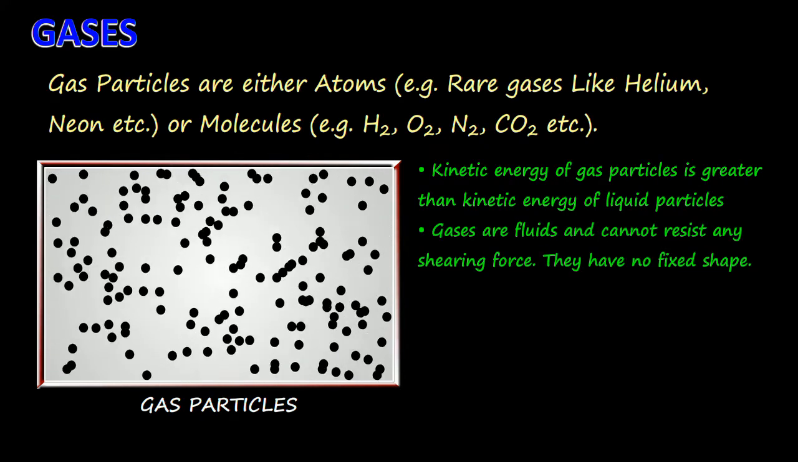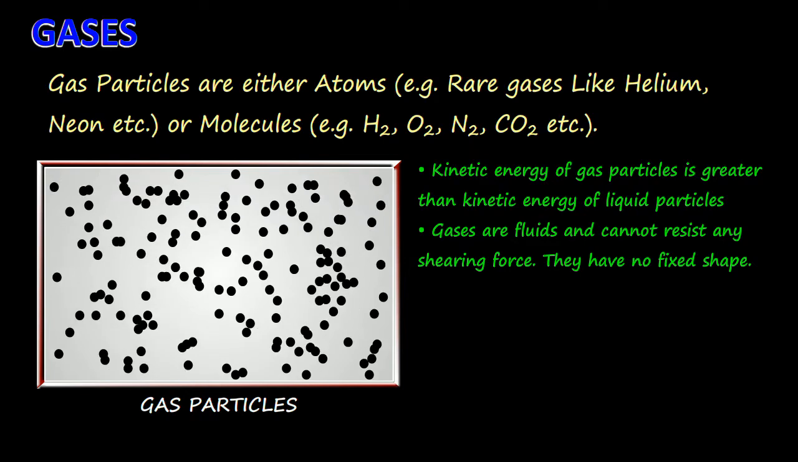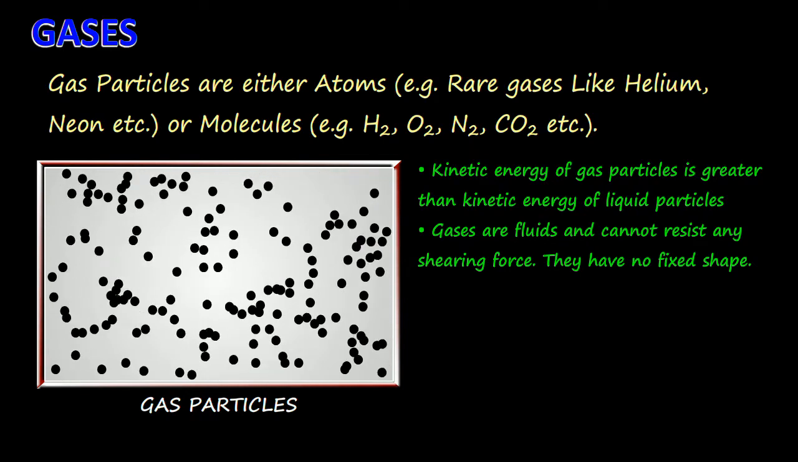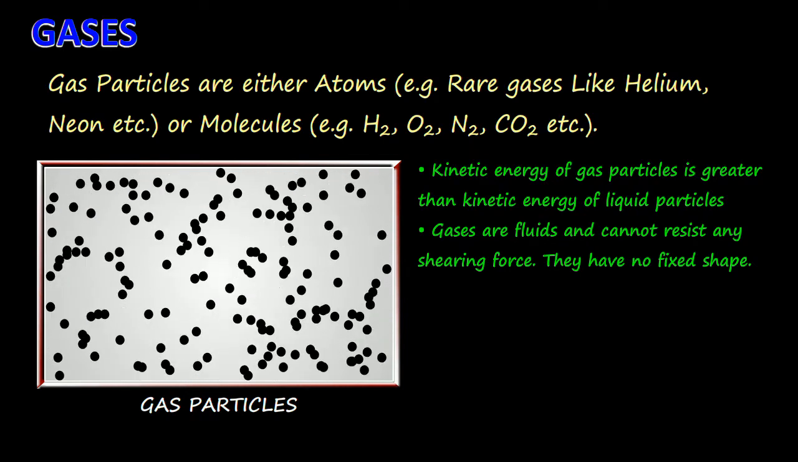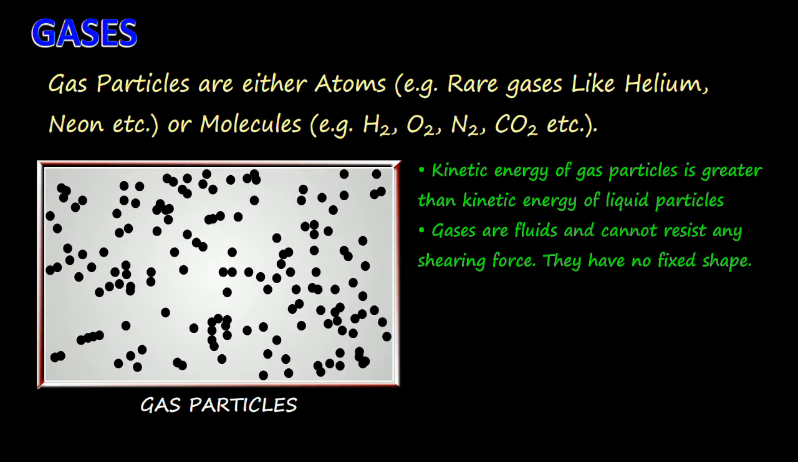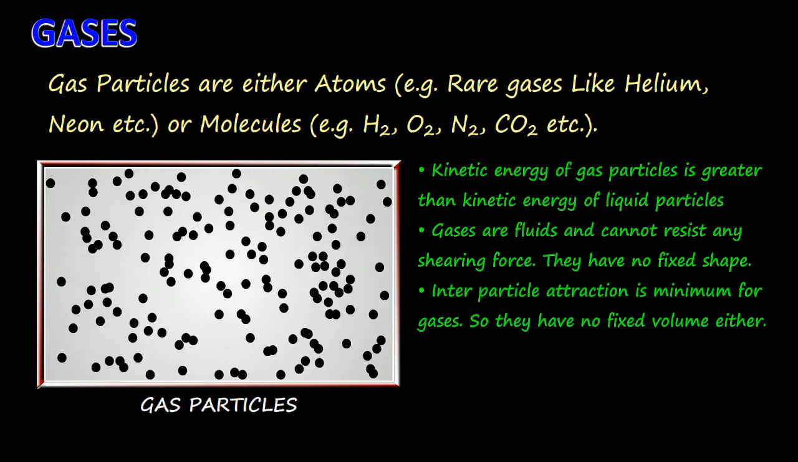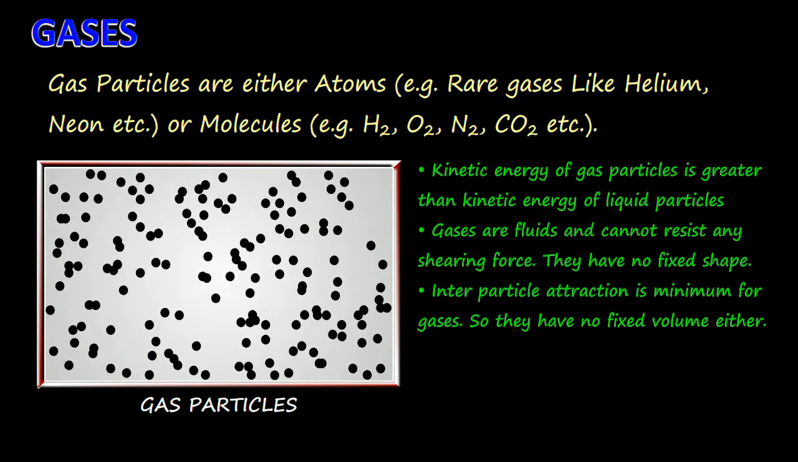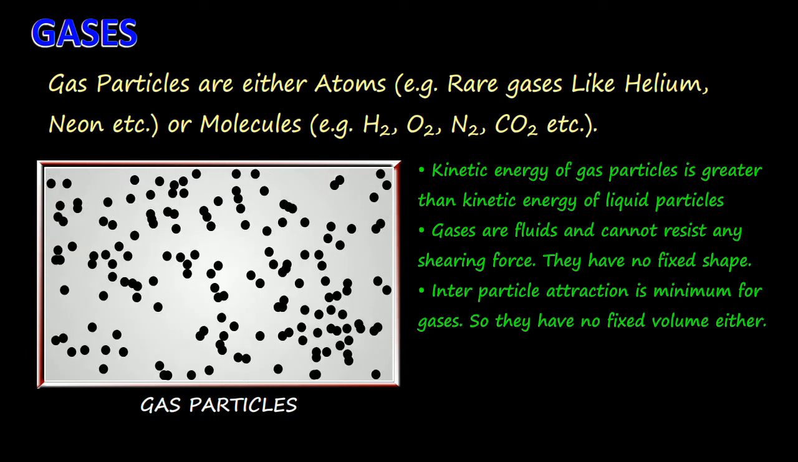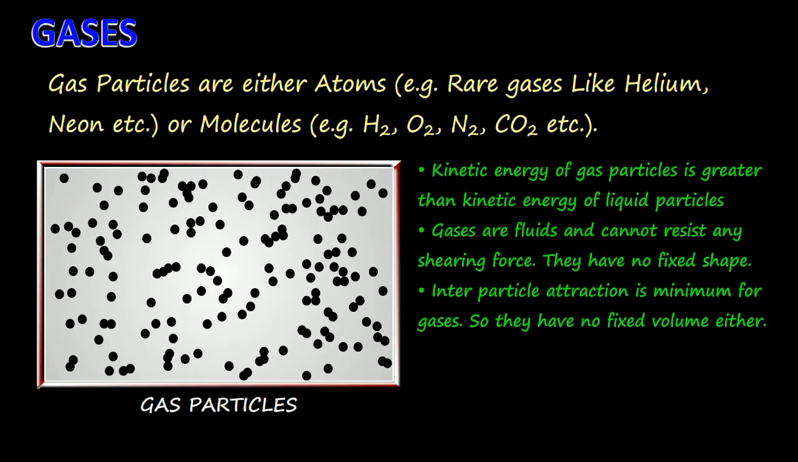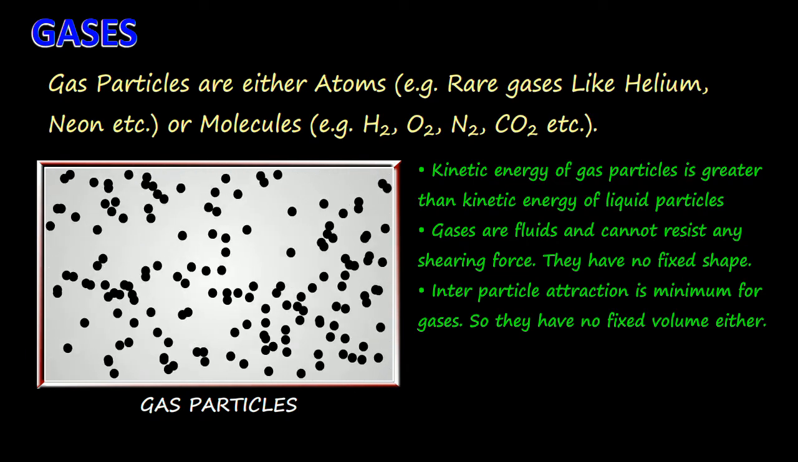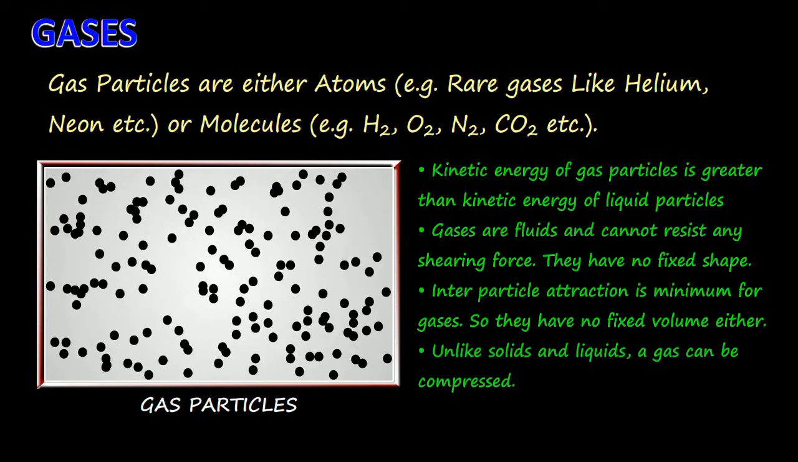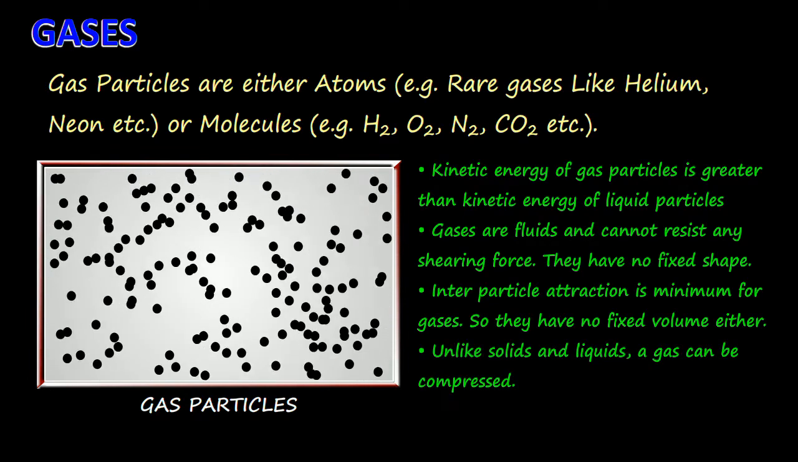Gases are also fluids, just like liquids, and cannot withstand any shearing force, and so gases have no fixed shape. And just like liquids, they take the shape of the container. The interparticle attraction is less than in liquids, so gases have no fixed volume. If gas is introduced in a closed container, it occupies the total space of the container. Unlike solids and liquids, a gas can be compressed.